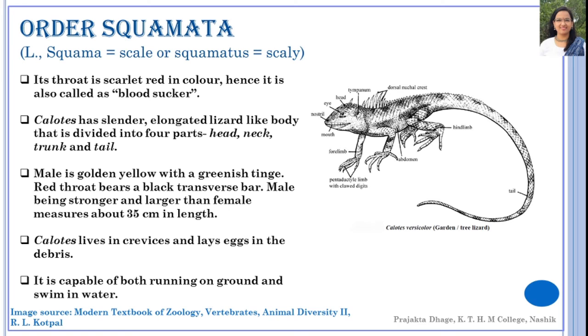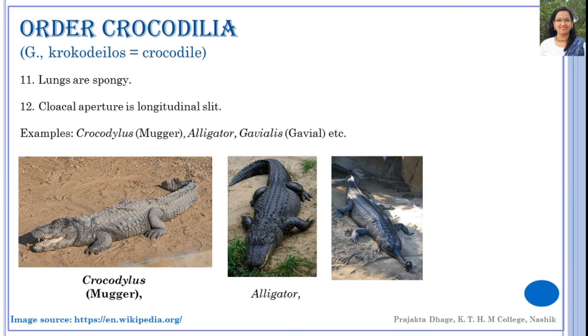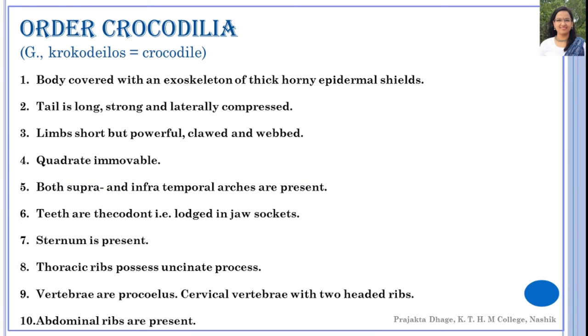Now male is going to be golden yellow with greenish tinge, and red throat bears a transverse bar. Male, being stronger and larger than female, measures about 35 centimeters in length. Calotes lives in crevices and lays eggs in the debris. It is capable of both running on ground and swimming in water. Okay, so this was the description about Calotes versicolor. Let's talk about order Crocodilia. All crocodiles belong to this particular order.